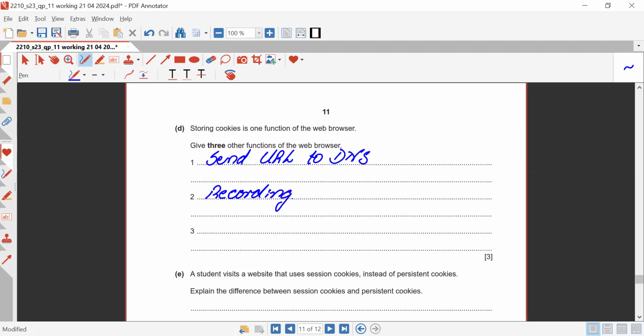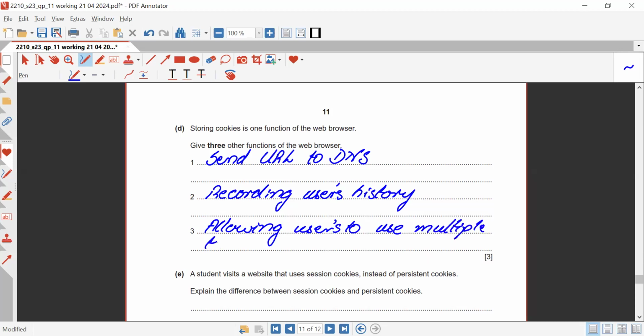It can store or record user history. Recording users' history. Apart from this, allowing users to use multiple tabs at the same time.